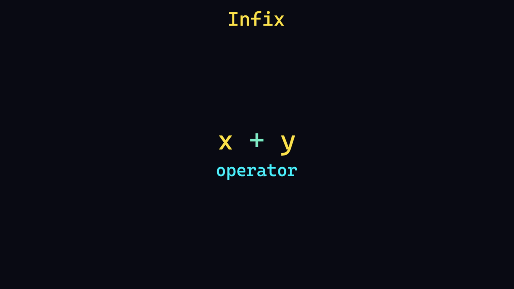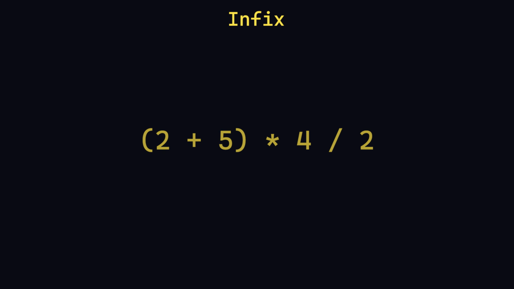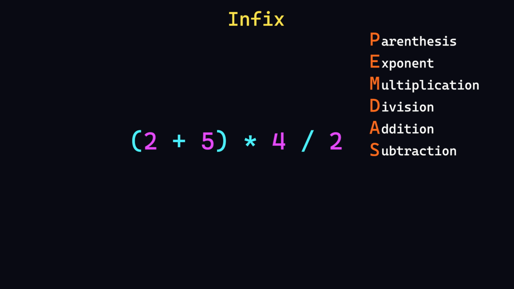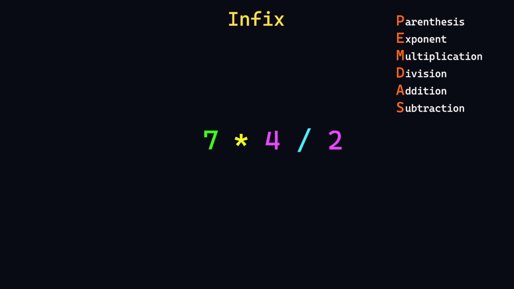Here we have an operator and an operand. In infix notation, the operator is in between the operands. Take, for example, this equation. To solve it, we'll use the order of operations. Starting with parentheses, 2 plus 5 is 7, times 4 is 28, divided by 2 is 14. So yeah, infix is basically algebraic notation from school.